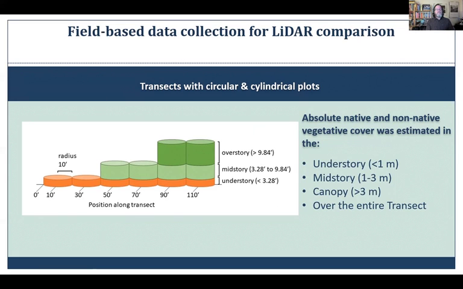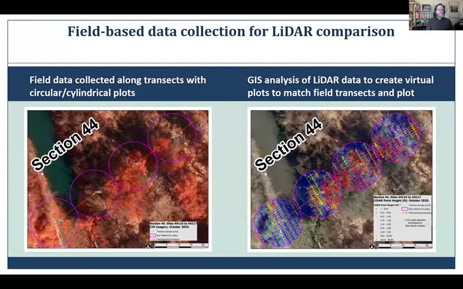We also looked at total vegetative cover over the entire transect. In the field, the amount of cover was differentiated between native and non-native species. But for the LiDAR transect analysis, we weren't able to differentiate species, let alone native versus non-native.